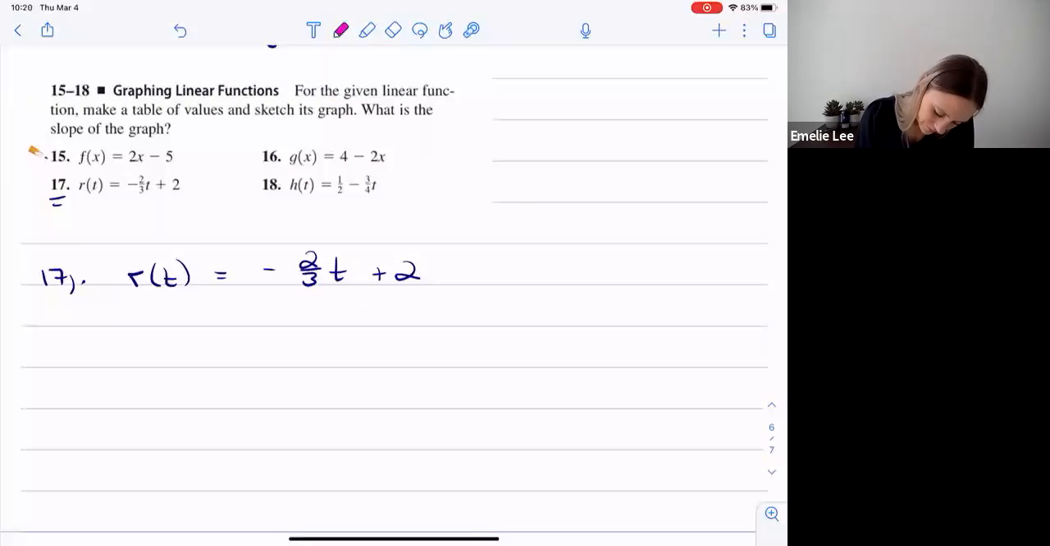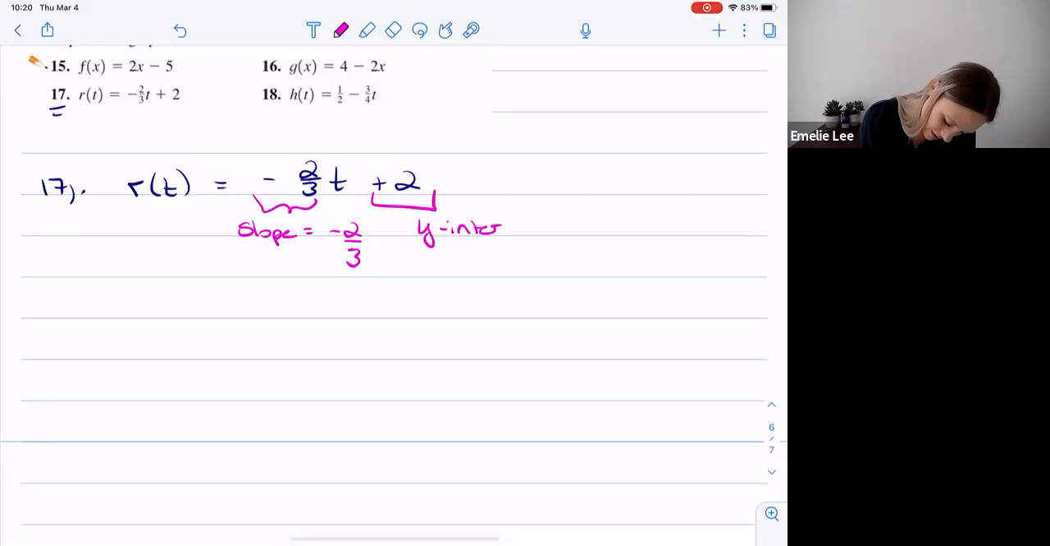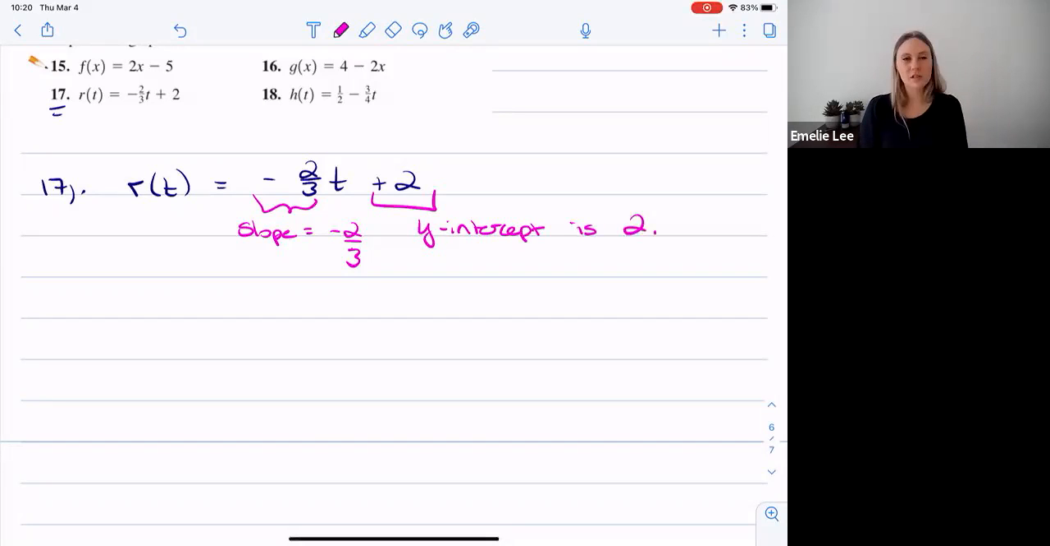So here, I've got a slope of -2/3, and the y-intercept is +2, right? So what does that mean? It crosses the y-axis at y equals 2, right? Or x equals 0 and y equals 2.